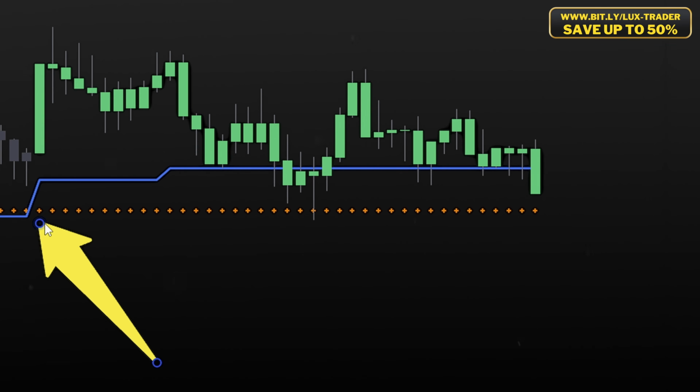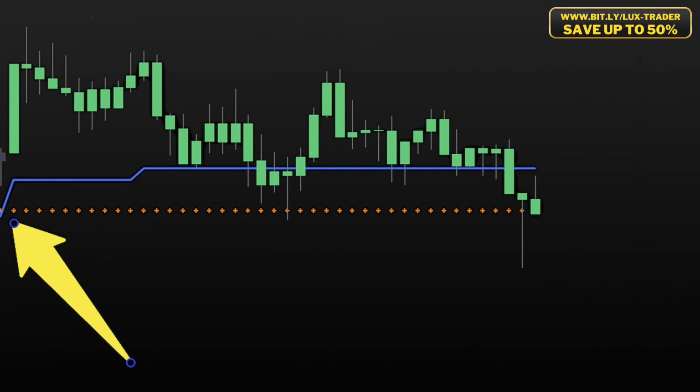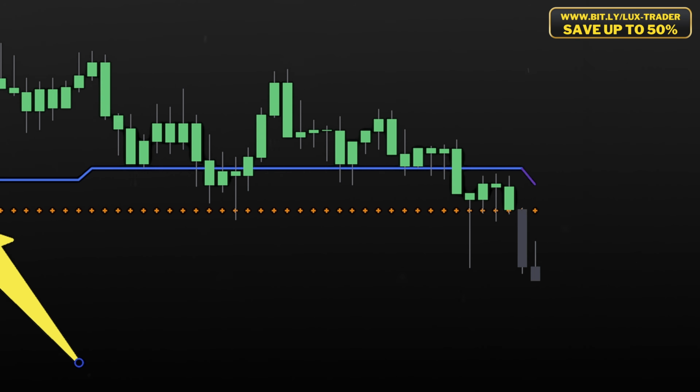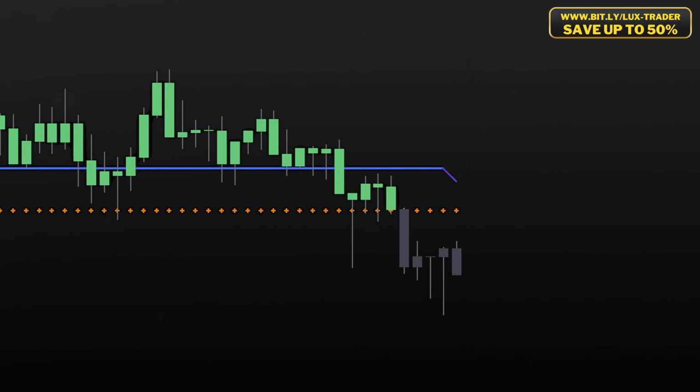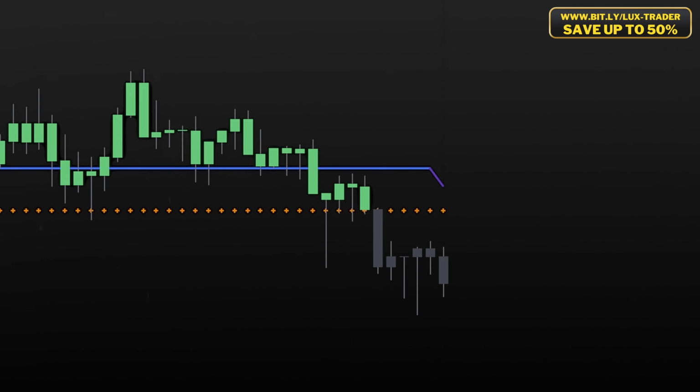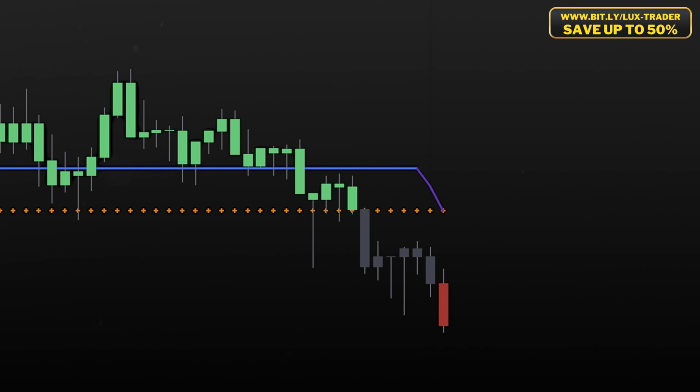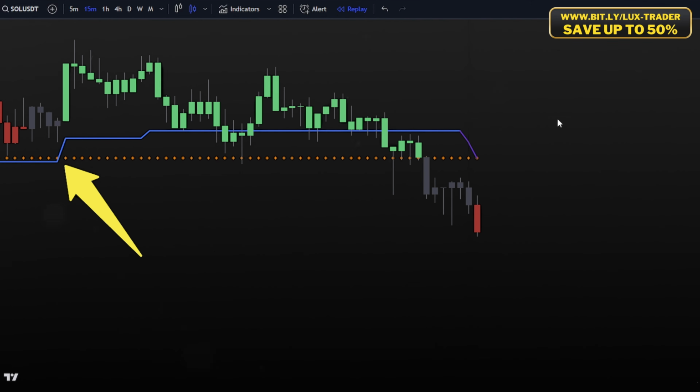Finally, the trend catcher should turn back to purple and cross below the trend tracer again. To summarize, the purple line should be below, switch to blue and cross above, then switch back to purple and cross below the orange trend tracer. As the conditions are met at this candlestick, we're going to open a sell trade and set our stop loss above the most recent swing high.